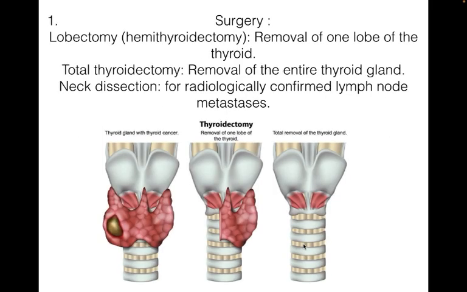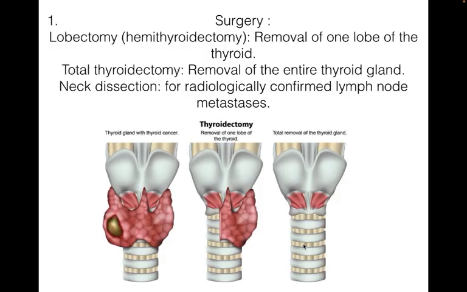Now, surgery is the first and foremost treatment option that doctors usually aim for. How do we distinguish whether a patient is going to have a lobectomy, which is just the removal of a single lobe, or a total thyroidectomy? It depends upon the findings of the ultrasound and FNAC.